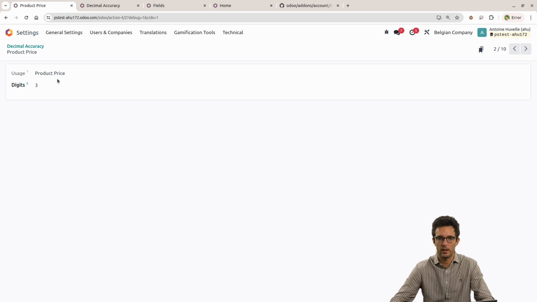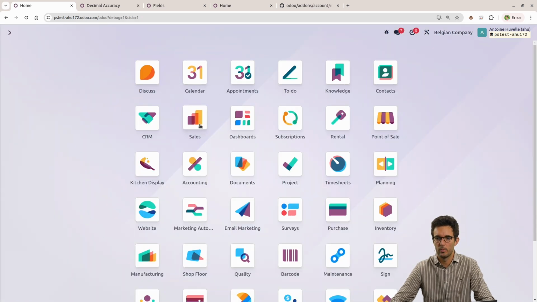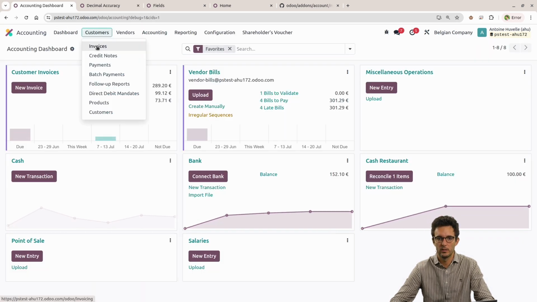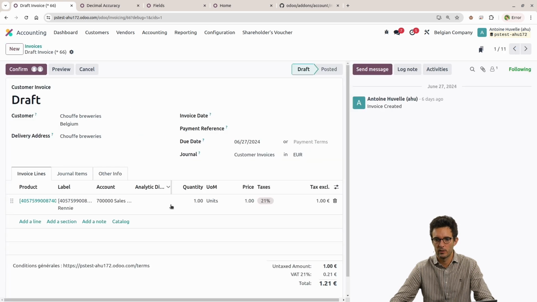If I change the product price digits here and I go back on my accounting, is it going to really change things? If I go there, I see the price is still with 2 digits. If I refresh my screen, Odoo is going to refresh that information as well, and now you see I have 3 digits after the comma.